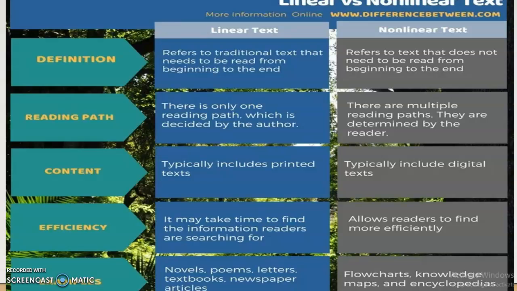And for examples, for linear text, there are novels, poems, letters, textbooks, newspaper articles, and so on and so forth. And for nonlinear text, the examples are flowcharts, knowledge maps, and encyclopedias.